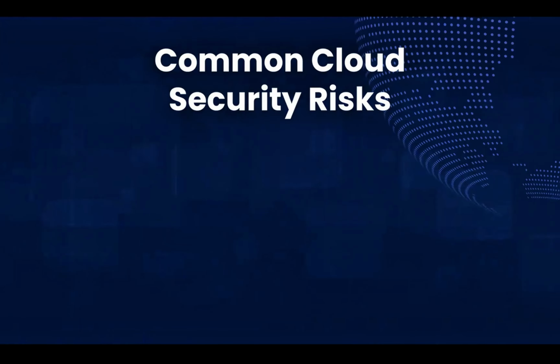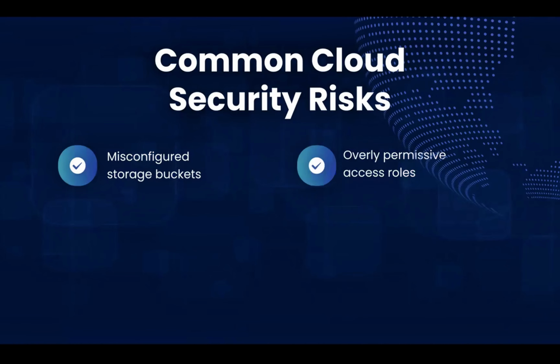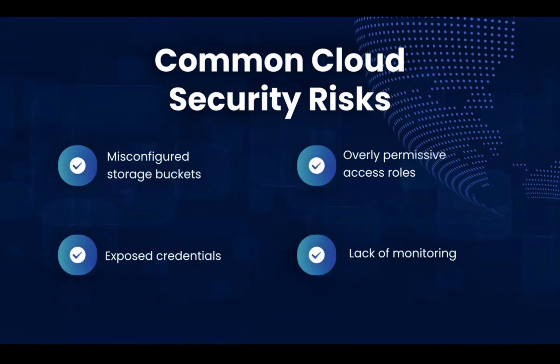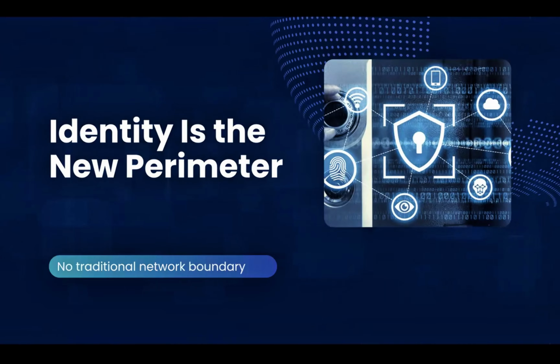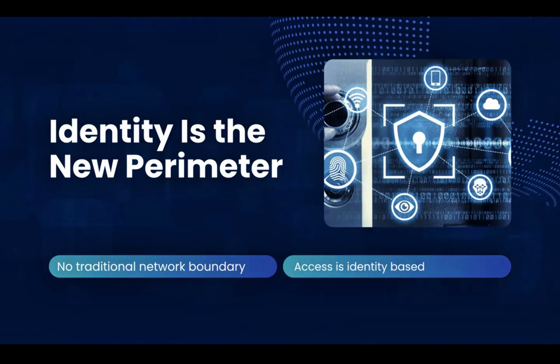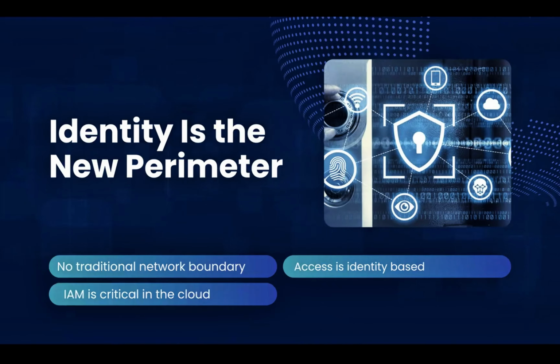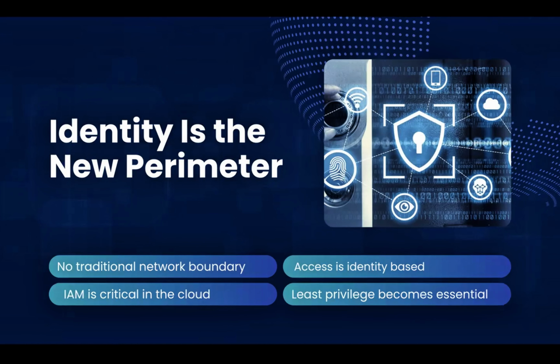What are the common cloud security risks? Most cloud breaches involve configuration errors. So some of the cloud security risks involve misconfigured storage buckets, overly permissive access roles, exposed credentials, and lack of proper monitoring. Next, we'll consider identity as the new perimeter. Traditional network boundaries fade in the cloud, so there is no internal versus external network in the cloud. Access decisions are identity-based in the cloud, and identity and access management become central. Lastly, least privilege is very essential when it comes to cloud computing.